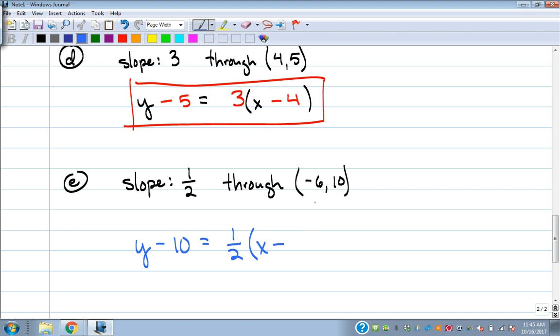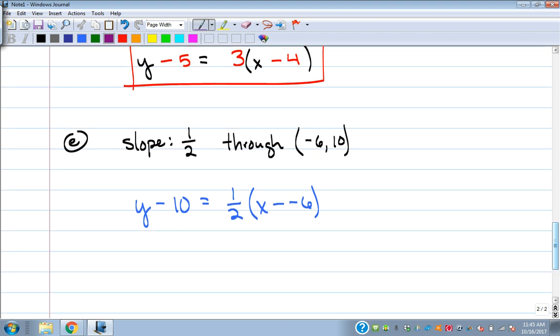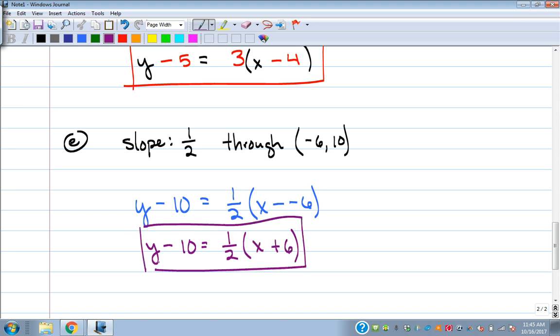It's a minus -6, which we know 2 negatives turn into a plus. And I wouldn't expect you to write this extra step, but if you wanted to go ahead and do that, for notes purposes, I'm putting 2 steps there. That's x plus 6 in there. This is the final answer. So anytime you have a double negative, it's going to change to a plus, even on the y side.